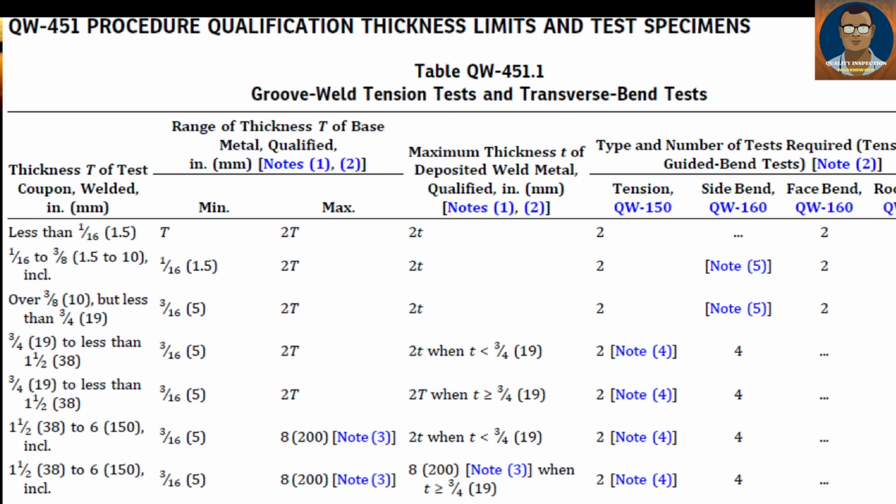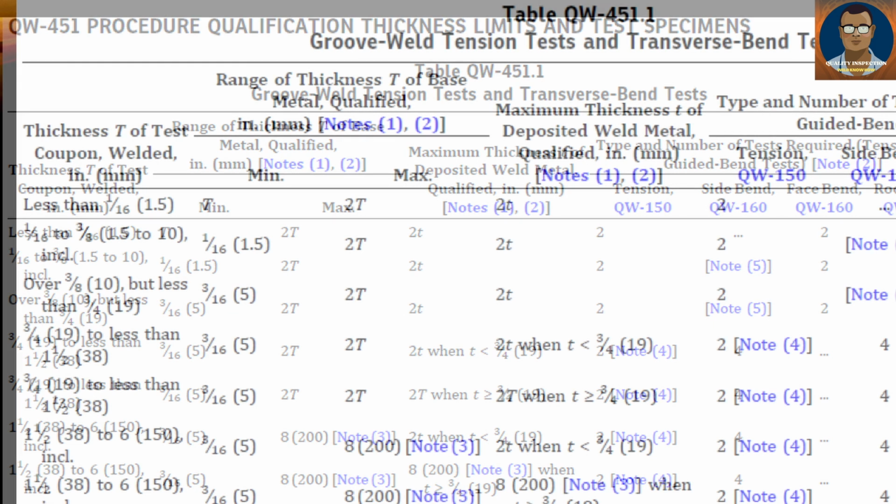Essential variables for PQR thickness-wise you can find from this table QW451, procedure qualification thickness limits and test specimen. At the left column you can see the thickness of test coupons and then the range of thickness of material qualified. Let's take an example. If you qualify a test coupon of over 10 mm but less than 19, then it will qualify a minimum of 5 mm and a maximum of 2 times the thickness. Let's say your test piece thickness is 12 mm, then the minimum will be 5 mm and the maximum will be 12 into 2, that means 24 mm.